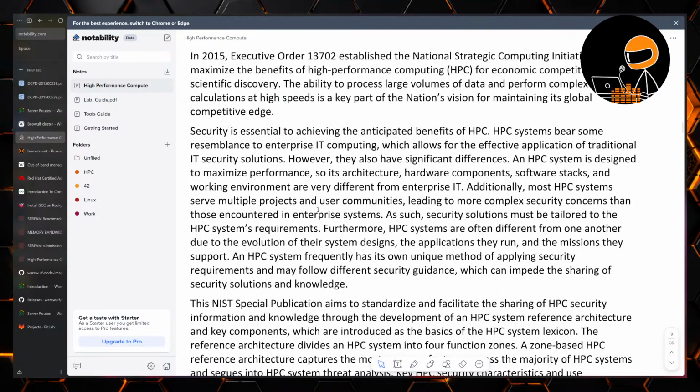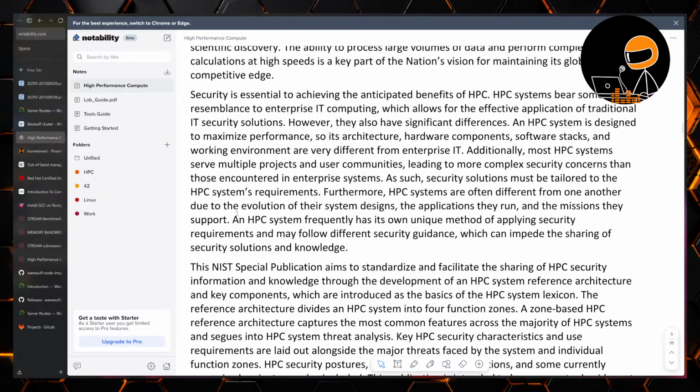Additionally, most HPC systems serve multiple projects and user communities, leading to more complex security concerns than those encountered in enterprise systems. As such, security solutions must be tailored to the HPC systems' requirements. Furthermore, HPC systems are often different from one another due to the evolution of their system designs, the applications they run, and the missions they support.